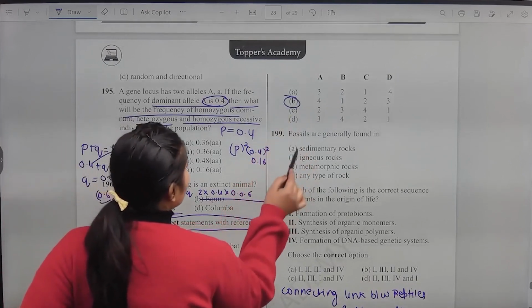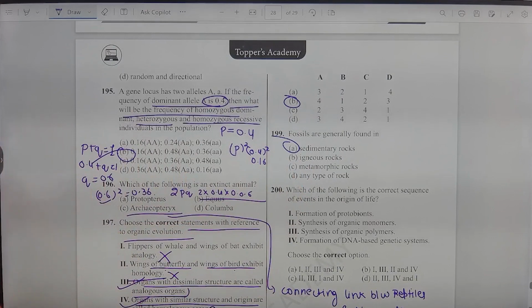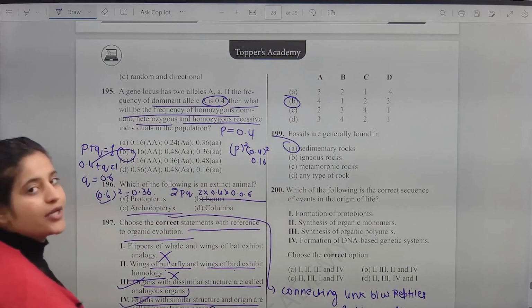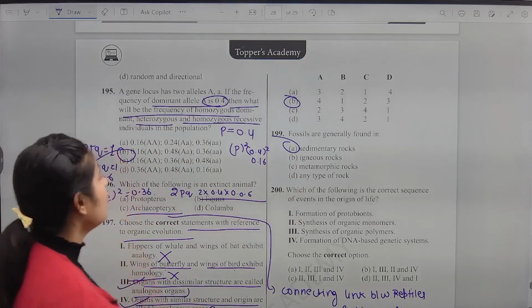Fossils are generally found in sedimentary rocks. What are sedimentary rocks? This is the most common type of rock. They are formed by the earth's natural forces like wind or water.